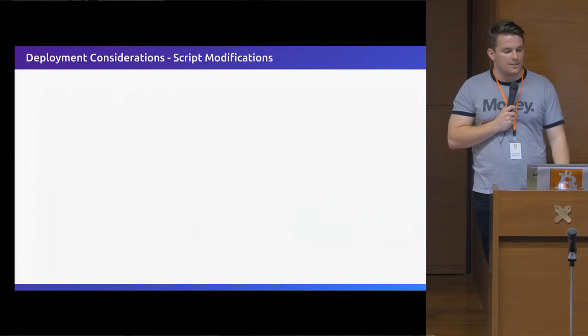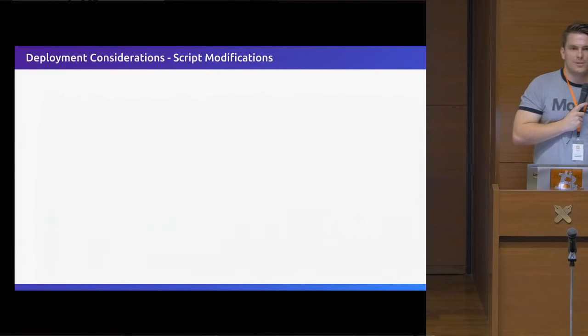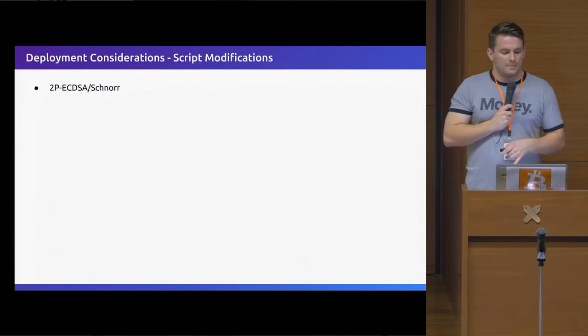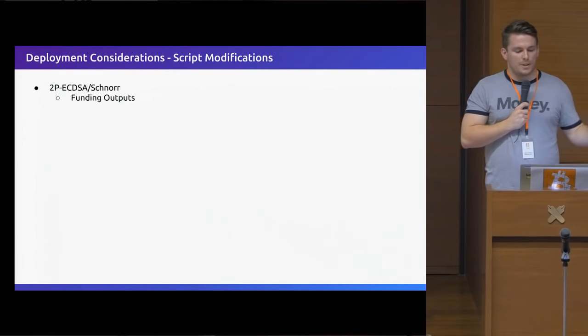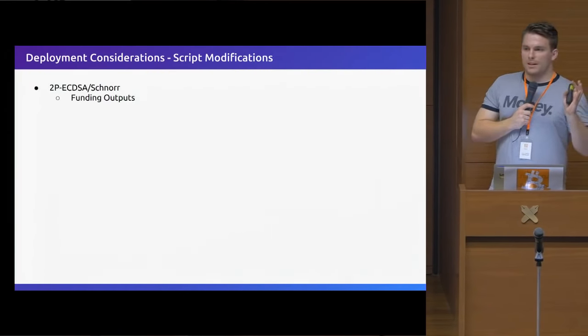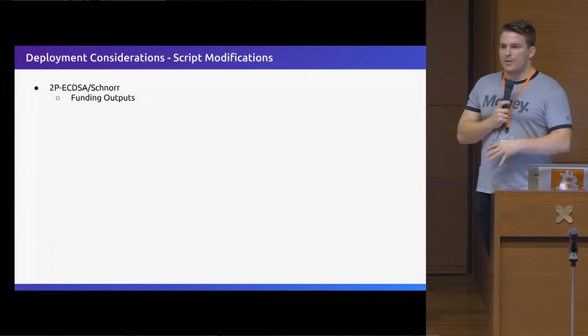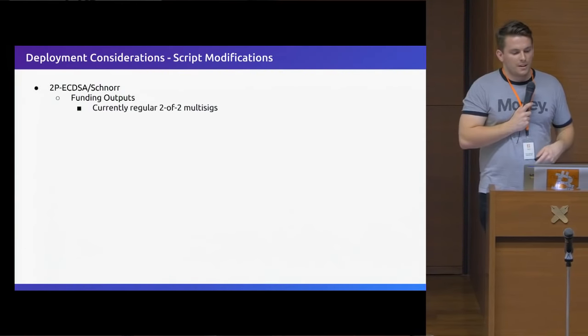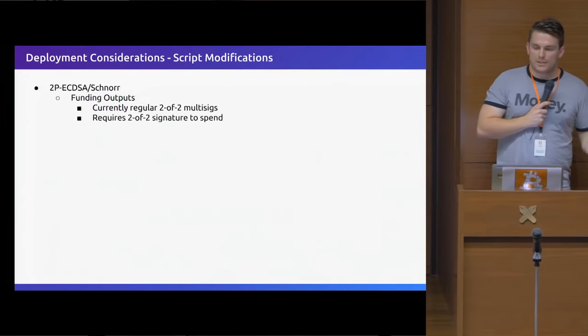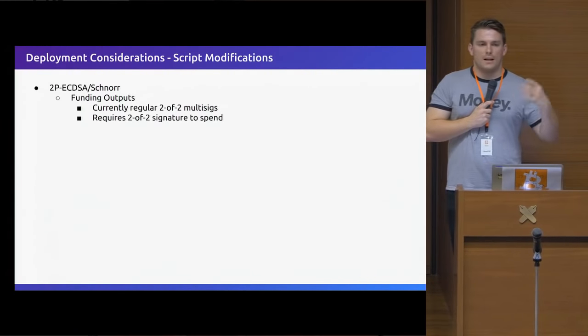All right, so now let's go into the modifications that you need to actually deploy this on the Lightning Network. With just 2P-ECDSA and Schnorr, no scriptless scripts, these are the requirements that we need to change. It's script changes. Funding outputs are currently 2-of-2 multisigs, and obviously to spend that you need a signature from each party.